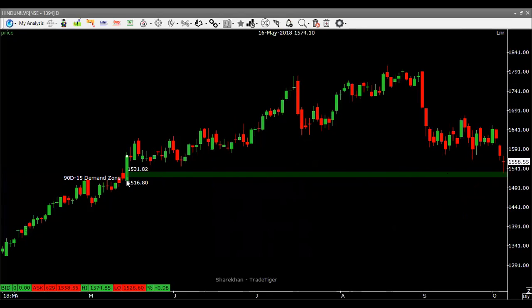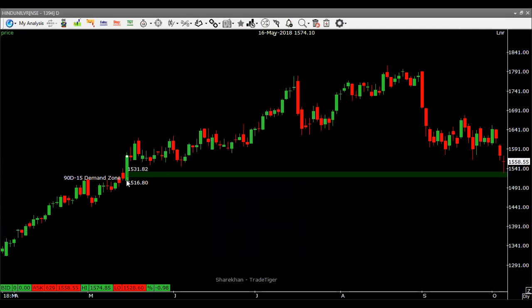So this is a qualified demand zone, as we will be covering in our course on how to qualify demand zones to see whether they are qualifying to take a trade. So in the course, the Stock Market Model Street, when you join this, you will get in detail how to identify such zones and how to qualify them to see whether a trade can be taken.